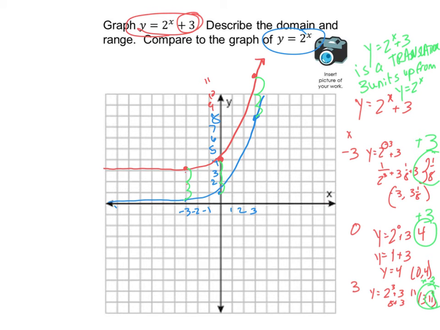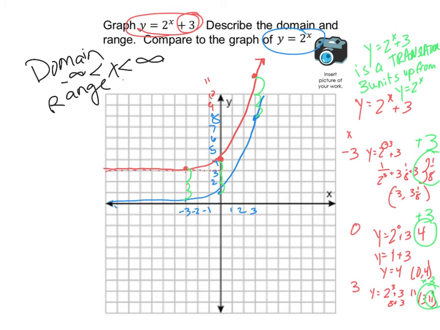The domain are your x values. So you have to look to the left or to the right. So to the left goes to negative infinity. x is greater than that. x is less than positive infinity. Your range are your y values. So we are describing the domain and range of our red one. And it gets close to y equals 3, but it never hits y equals 3. So your range is y is greater than 3.